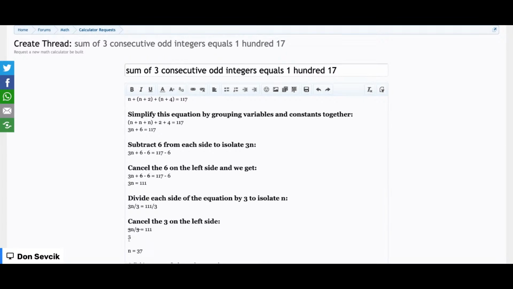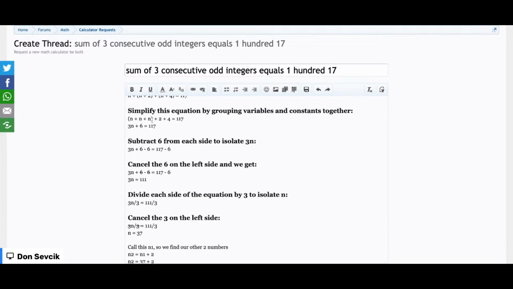So I am just cleaning up the math. I'll let you read through what we found. So we group like terms. We got 3n plus 2 plus 4, which is 3n plus 6 is 117.